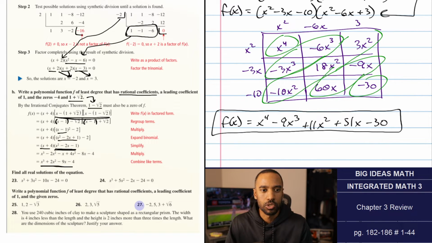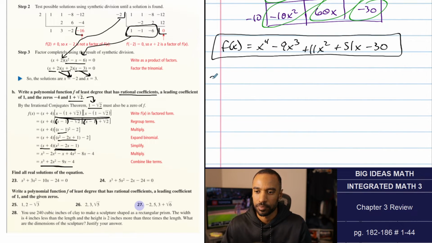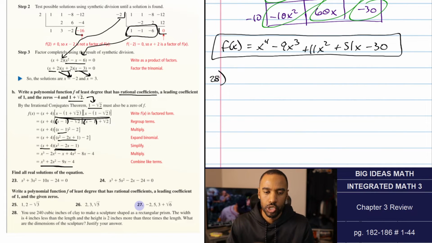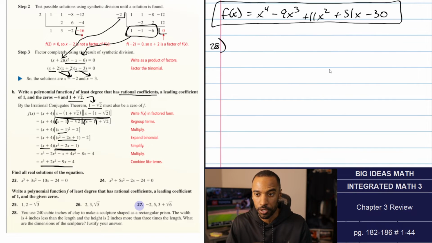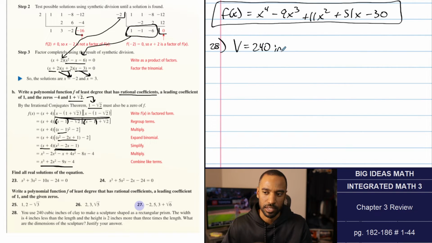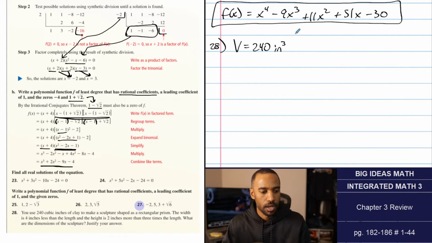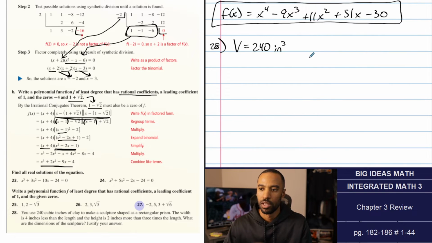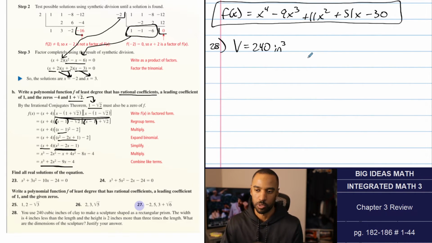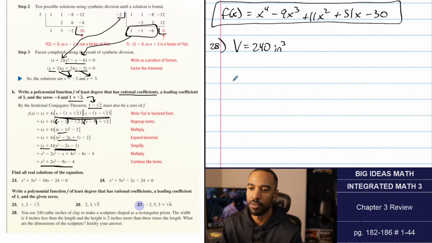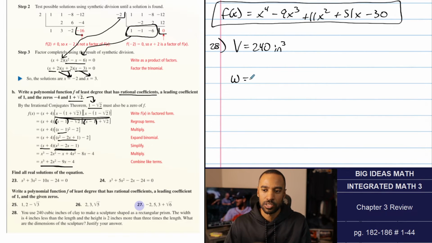Okay, let's go to number 28. You use 240 cubic inches of clay to make a sculpture shaped as a rectangular prism. So that's a volume. The volume is 240 cubic inches. We're talking about a rectangular prism. The width is 4 inches less than the length, and the height is 2 inches more than 3 times the length. Okay. What are the dimensions of the sculpture? Justify your answer.